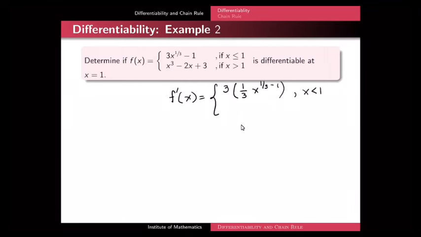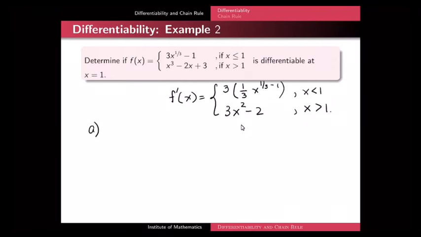For the next one, we have f prime of x. We want to get the derivative of x cubed minus 2x plus 3, but that is just a polynomial. Hence, we have 3x squared minus 2, and that is when x is greater than 1. Okay, so to determine if f is differentiable at x equal to 1, we want to compute for the left and right derivatives of f.